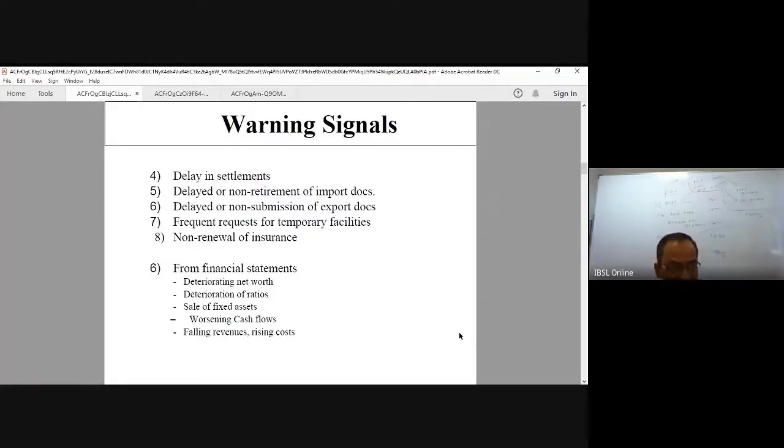Non-renewal of insurance, like the customer is not renewing the insurance, right? Fire insurance or other insurance taken on assets, vehicle, all that. I mean, when there is delay, which is making the security unsecured for the bank, so there's a delay, right?